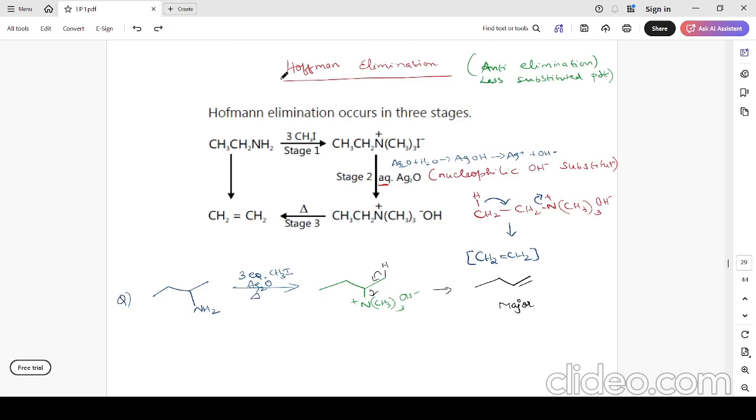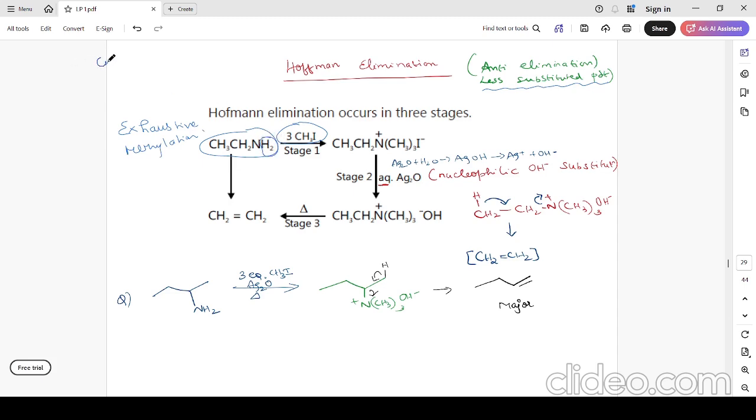We are discussing Hoffmann elimination, which is going to give you the less substituted product. I am taking ethylamine at first, and to this ethylamine I am treating with 3 moles of methyl iodide. This step is called exhaustive methylation.